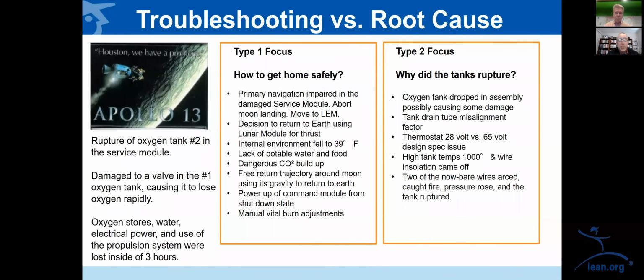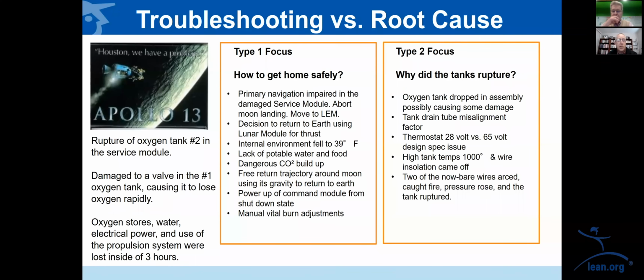Here's another good example, Apollo 13. Most of us probably remember it or saw the movie. It made the phrase, Houston, we have a problem, famous. And the truth is that that movie was more about troubleshooting than it was problem solving. For those of you that need a brief refresher, the oxygen tank, the number 2 in the service module suddenly ruptured when they're up in space.